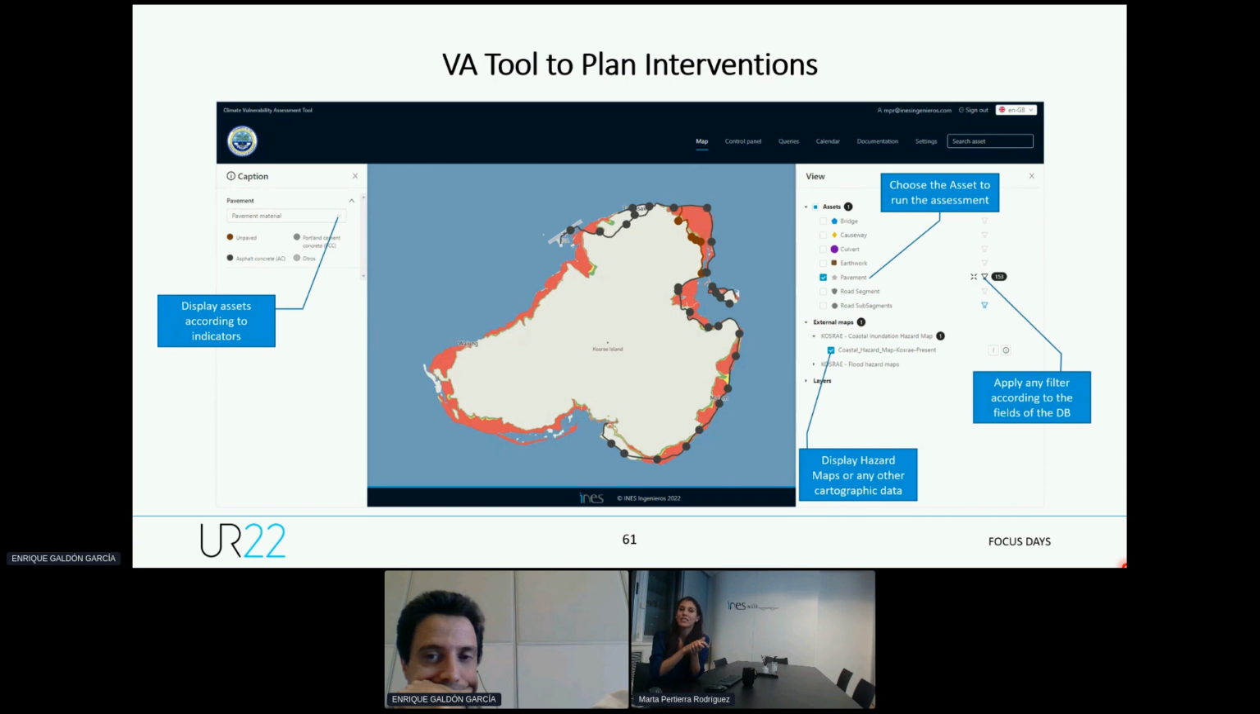In this case, for example, we are showing Kosrae Island with, I think, the coastal inundation hazard map and the pavement layer colored by the pavement material. But we could play with different indicators and assets to display anything that we want and have a first view of the island, the state, or the country.